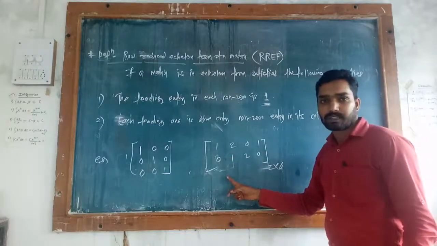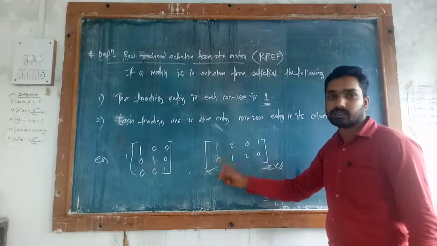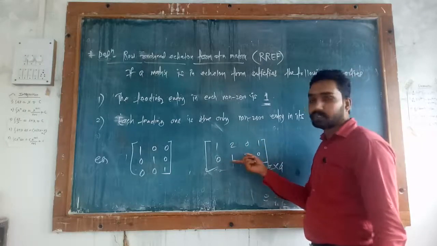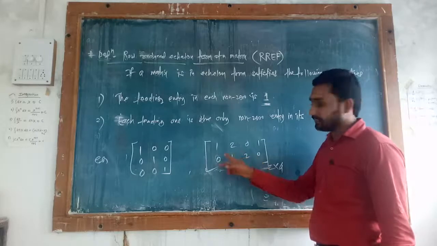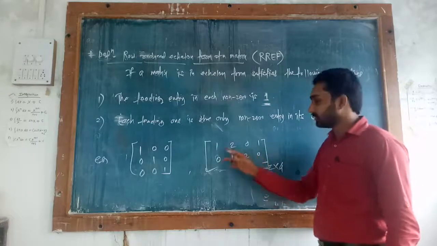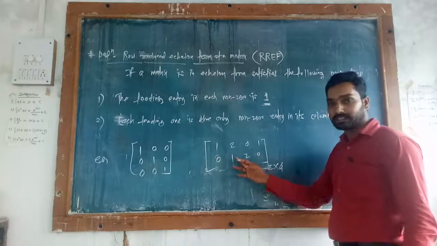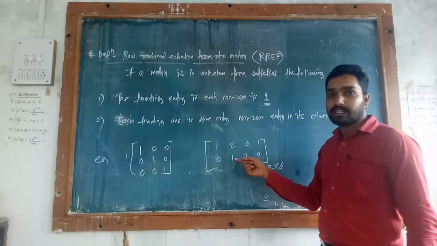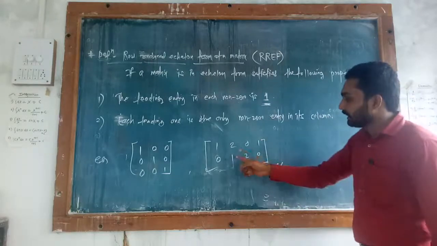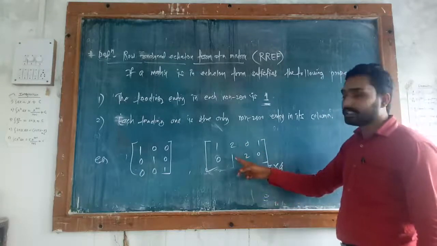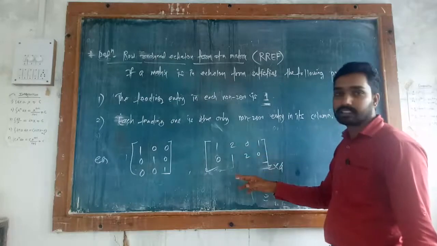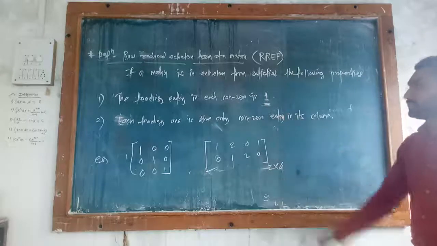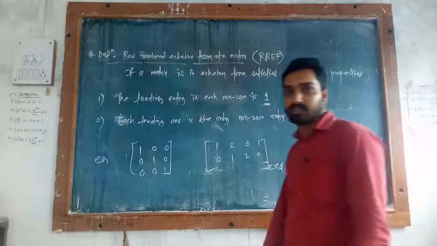In the first column, the leading entry 1 is the only element in that first column. In the second row, the leading entry is 1, right? This 1 is to the right of the first column's leading one, so the first property is satisfied. The second property is that each leading one is the only non-zero entry in its column. In the second column, there is only one leading one. There is no other leading one. There is 2, this is not 1. So the second property is also satisfied. So both properties are satisfied. This is also an example of row reduced echelon form, right?